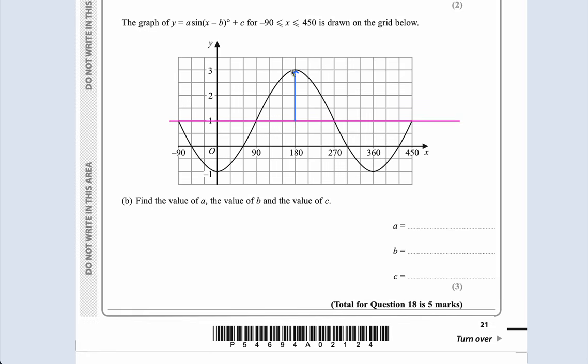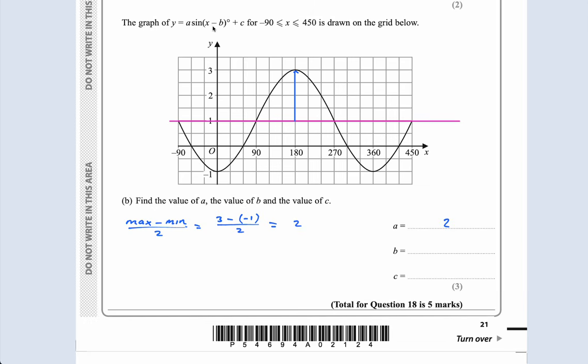Be careful guys, it's not 3 just because the maximum is at 3. It goes from 1 to 3, so the height is actually 2. The amplitude is 2. Or you can say max minus min over 2. These are the y coordinates: the maximum is 3 and the minimum is -1. So it's 3 minus -1 over 2, which is 4 over 2, which is 2.